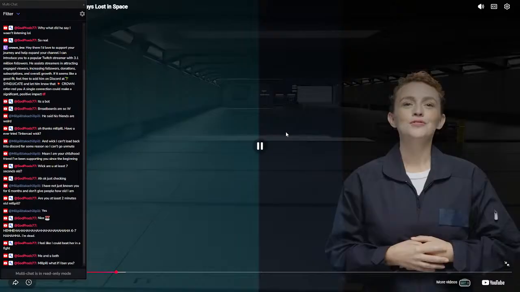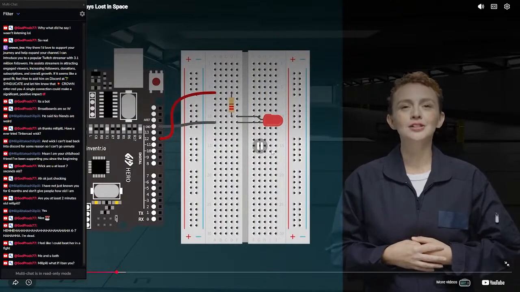Our next task involves turning our hardware setup into a functional lighting system.